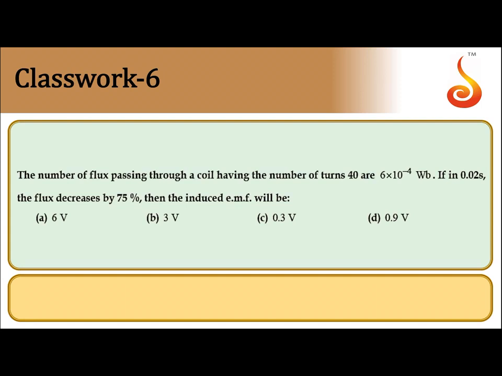Next one. The flux passing through a coil having a number of turns 40 is 6 into 10 to the power of minus 4 Weber. If in 0.02 seconds the flux decreases by 75%, then the induced EMF will be, okay. The induced EMF is nothing but change in flux divided by the time taken. He says it decreases by 75%, that means the remaining flux is 1/4 divided by time.